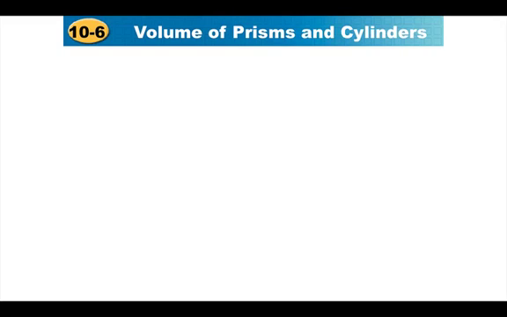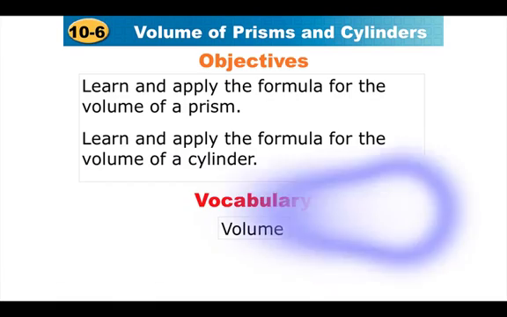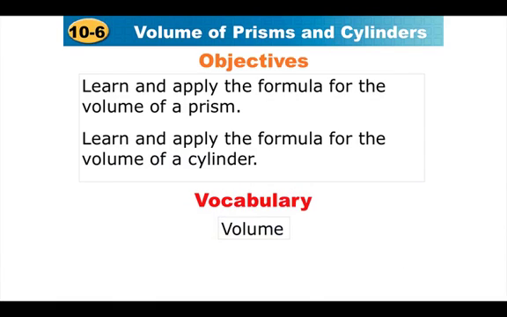This is section 10.6, volume of prisms and cylinders. These are the objectives. You can pause to read, and there's only one vocabulary term, which is just volume. Let's go to the next slide.